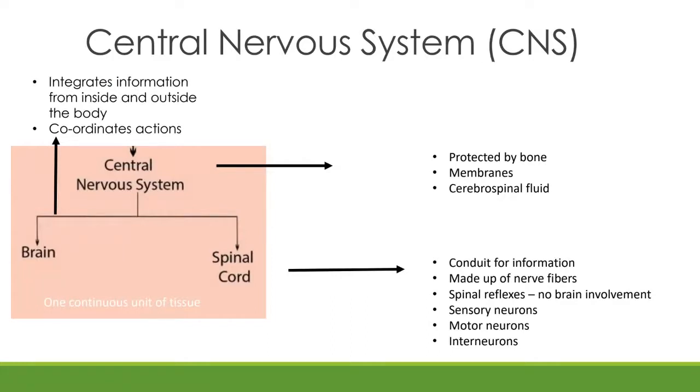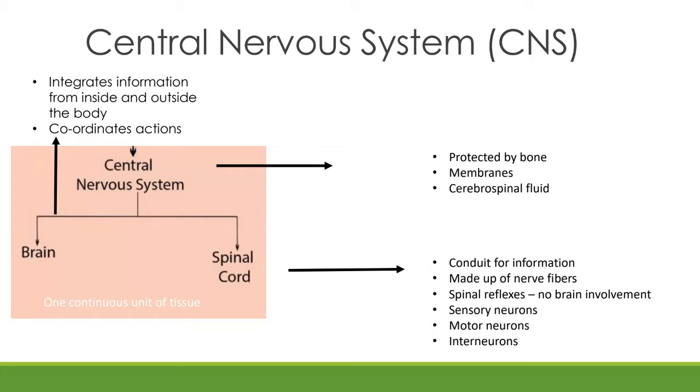Okay, your central nervous system. So we had our peripheral nervous system, and our central nervous system. The central nervous system is our brain and our spinal cord. That is our central nervous system. It integrates information from inside and outside the body, and it basically coordinates our actions. That's what the brain does. Our spinal cord really is made up of nerve fibers, and it's a conduit for information. Information travels up our spinal cord.